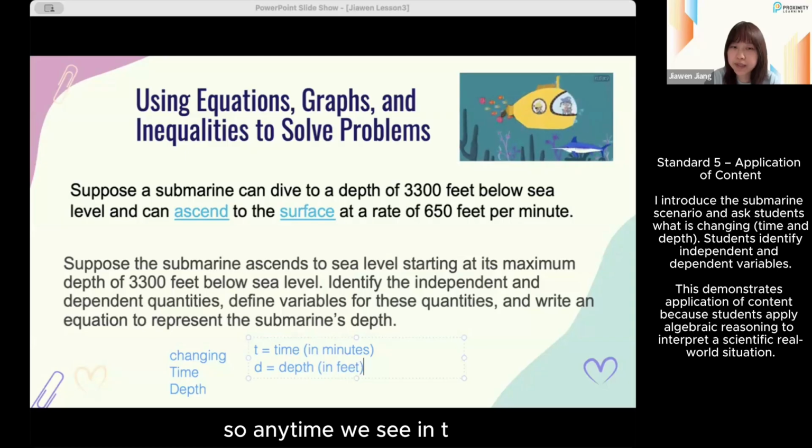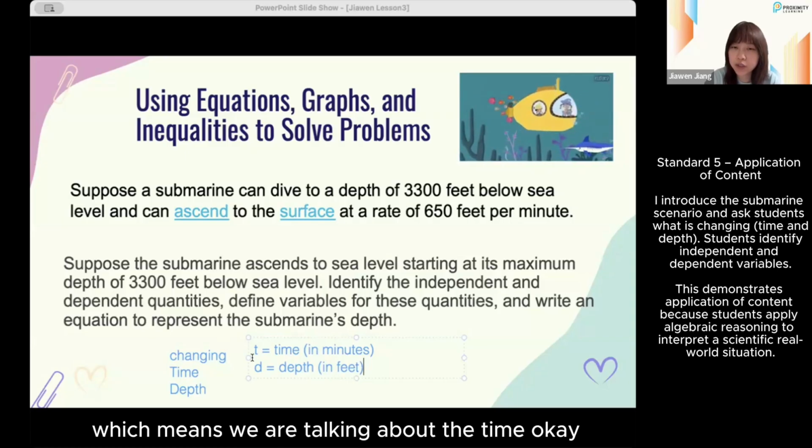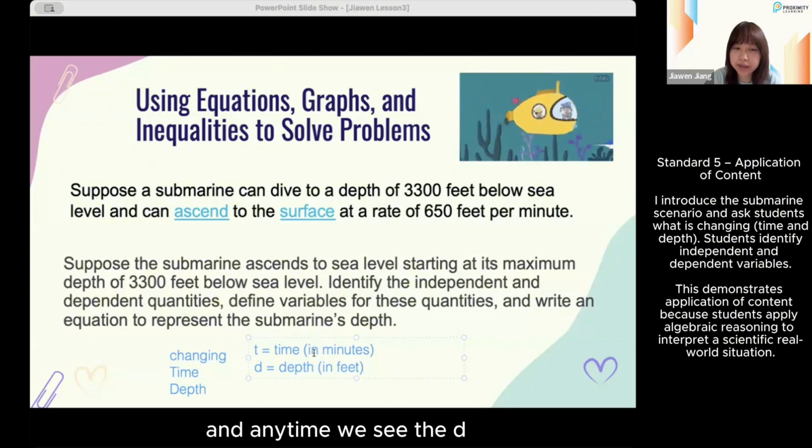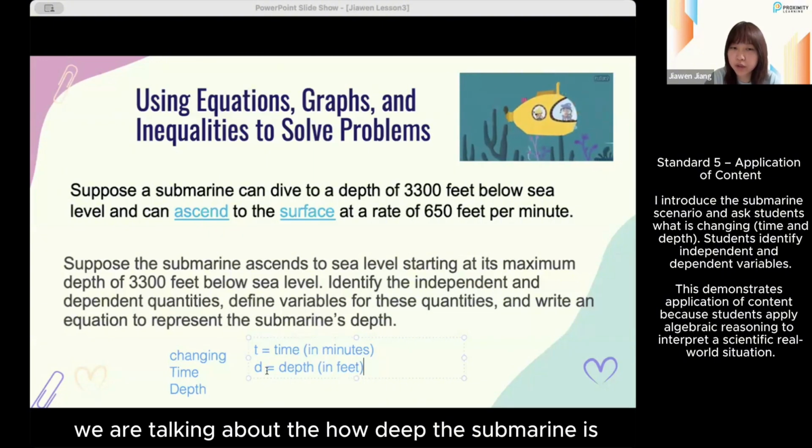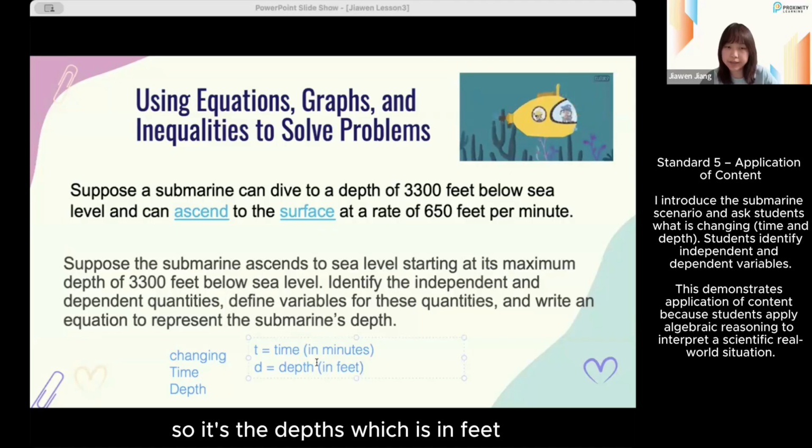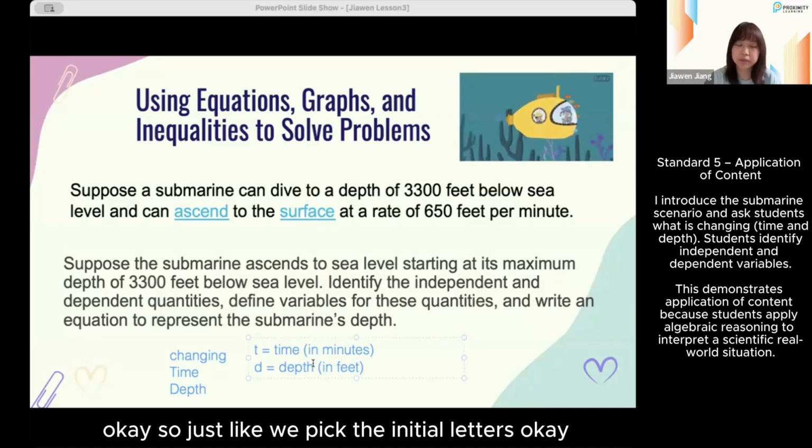Anytime we say T, we are talking about the time, the minutes. And anytime we say D, we are talking about how deep the submarine is. So it's the depth, which is in feet. Just like we pick the initial letters, T and D.